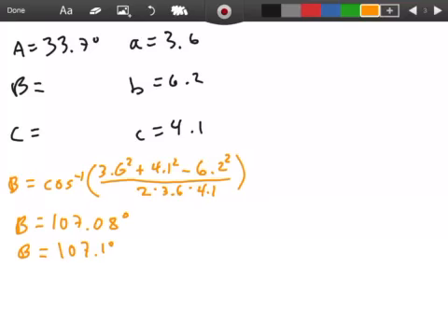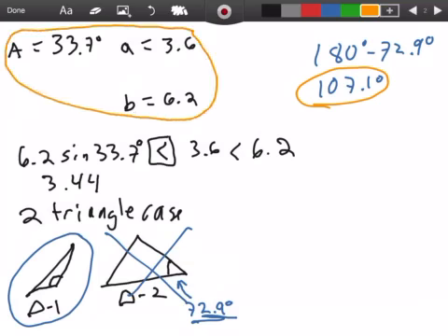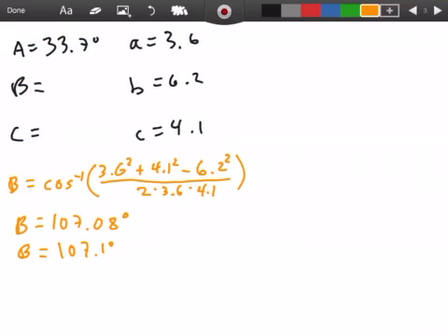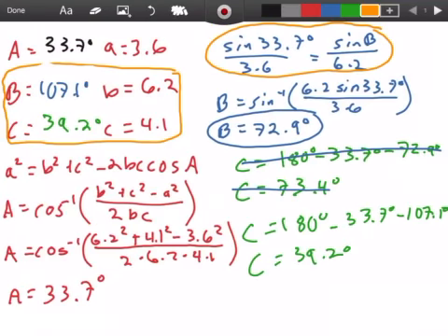That's exactly the angle for B that we got when we took the supplement of the original B that we found using law of sines. This ended up being an ambiguous case when we applied the law of sines. If you don't want to have to worry about the ambiguous case ever, you can absolutely use law of cosines to get the second angle. When you do that, you are guaranteed to get the correct angle, and then subtracting 107.1 and 33.7 from 180 will get us the 39.2 degrees for C.